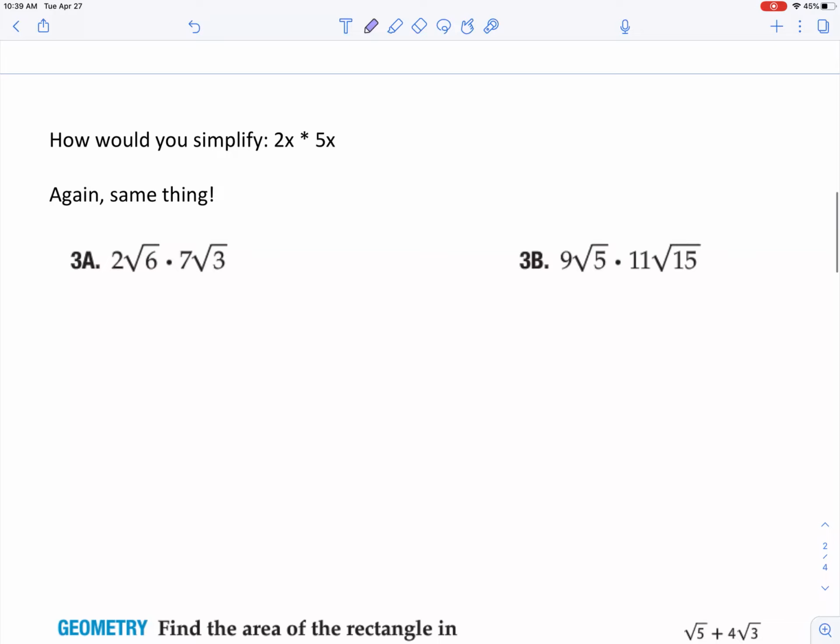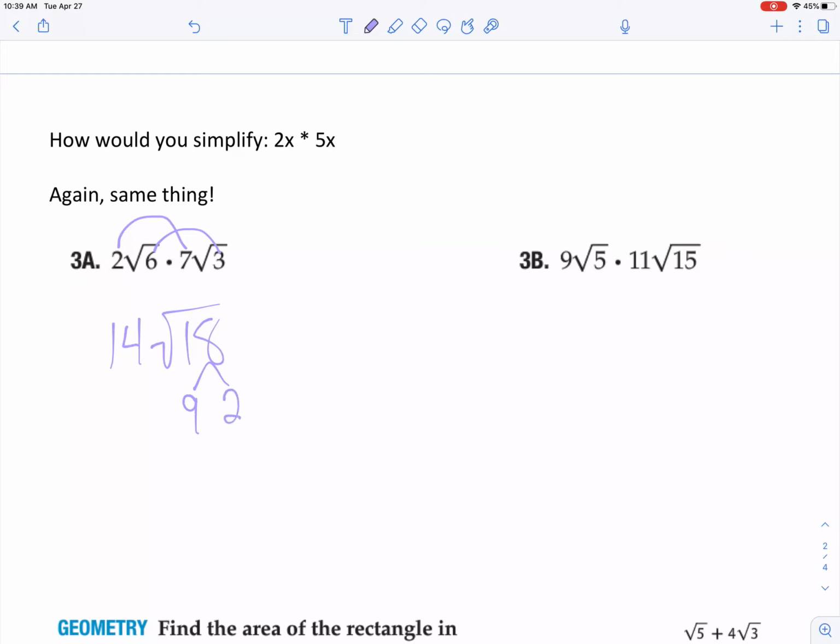Real quick, they're going to have us review how we do these. Same thing as we did yesterday, where you're going to multiply the stuff that's on the outside together. So 2 times 7 is 14. Multiply the stuff that's on the inside together, so 6 times 3 is 18. Go ahead and simplify that if you can.